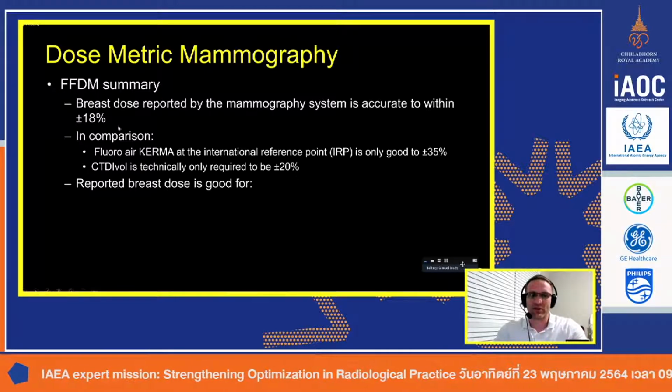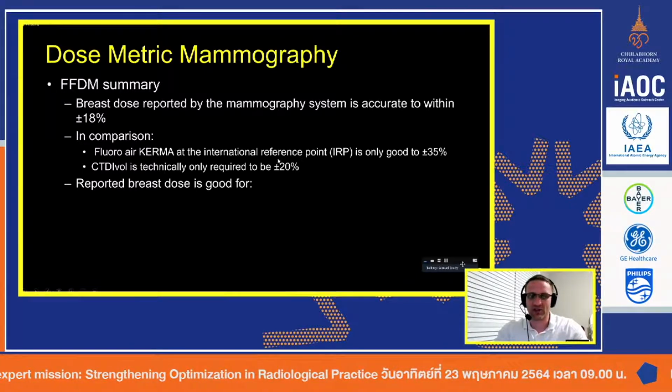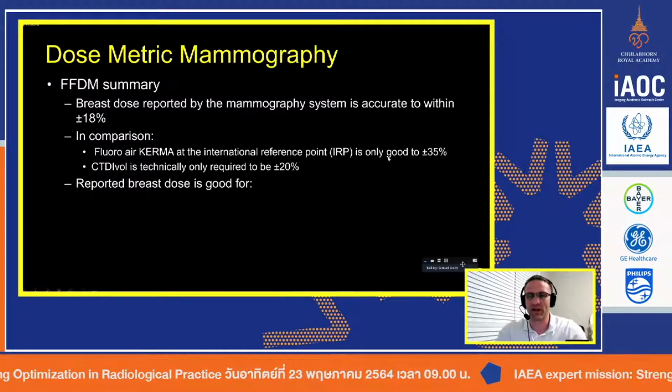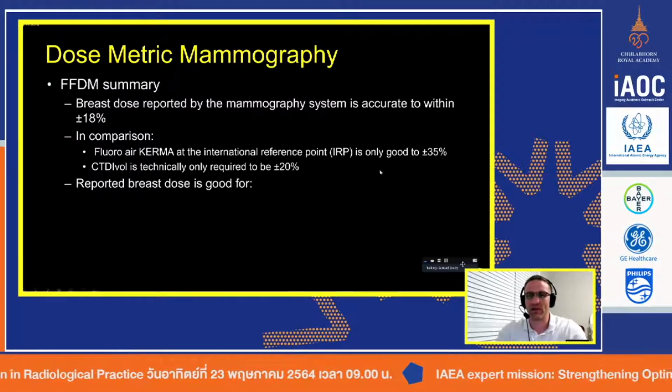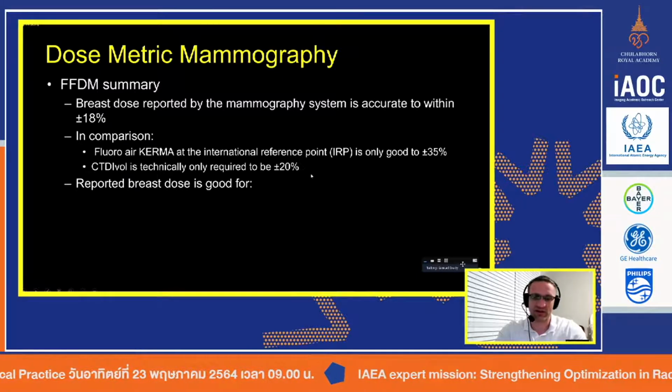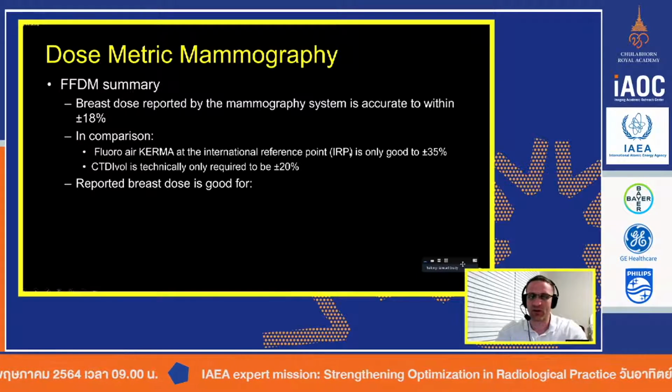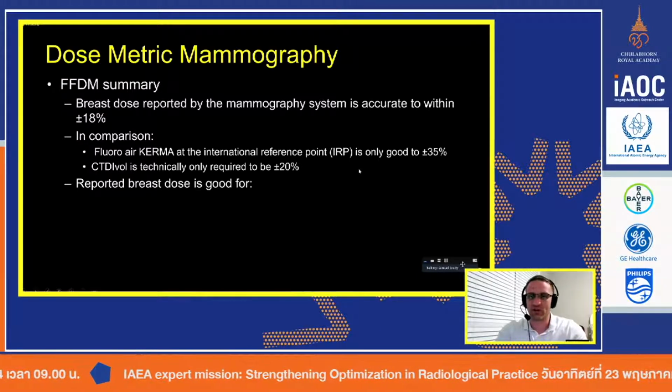So breast dose, mammography doses are actually not too far off. In fact, they're actually doing pretty good when you put it in comparison to the other machines out there when we're calculating and collecting their values, their dose metrics, CTDIvol, and error curve at the IRP, when we do DRLs.